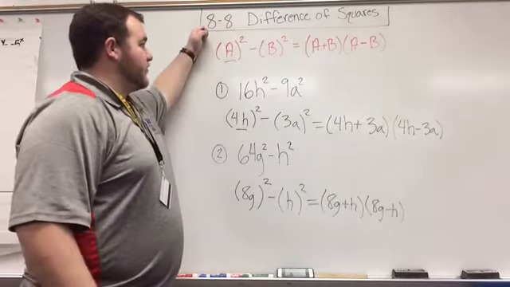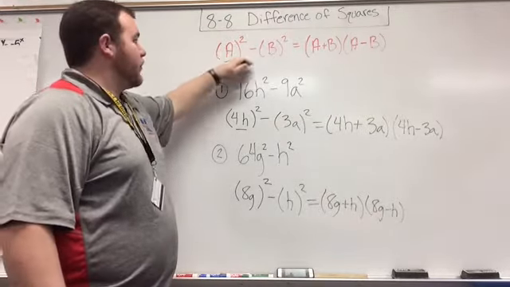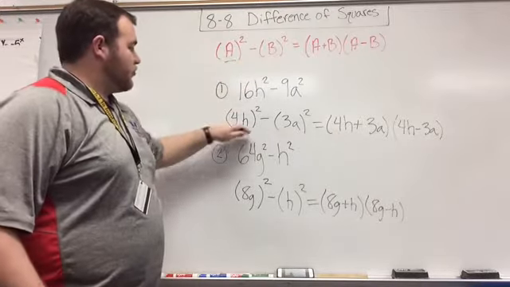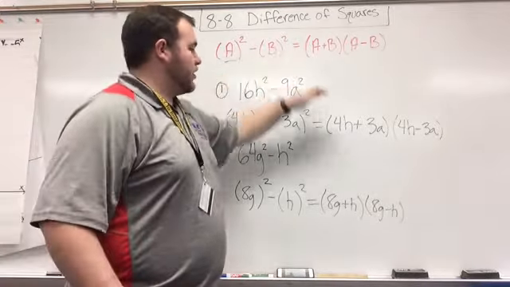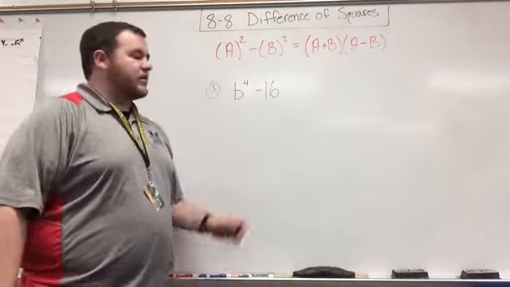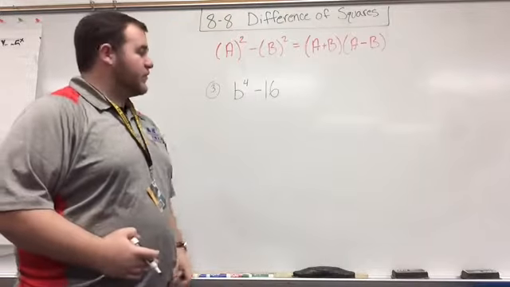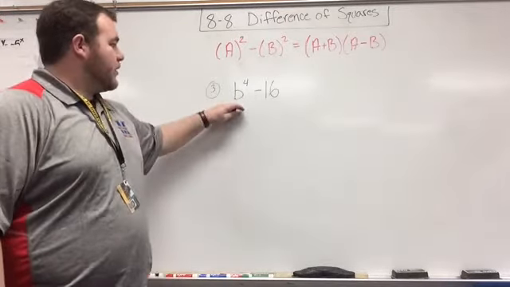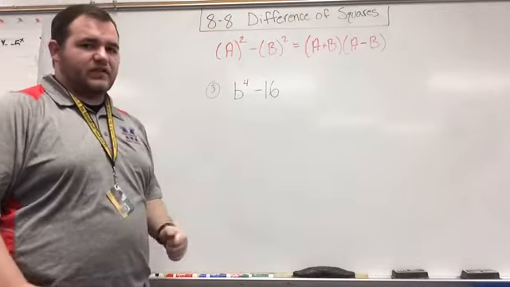So difference of squares, we're subtracting in the middle. We have two squares so we can find a perfect square root. Once we rewrite it, we use the formula, and we do a plus b times the quantity of a minus b. Go ahead and look at this third example. It looks fairly easy, but there's going to be a little step at the end that's going to make it a little bit different. So we have b to the fourth power minus 16.